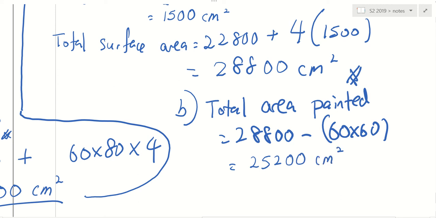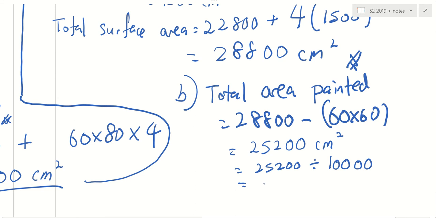But I got another problem, because the question says 1 tin of paint can only paint 8 meters square. So this is in cm square. I need to convert this to meter square. How to convert? Divide by how many? 100. Wrong. 10,000, right? Because area, right? So I got to divide by 100 2 times. So what's the answer? 2.52 meter square. Okay? So divide by 10,000, you will convert cm square to meter square. Now I know one block requires 2.52 meter square.